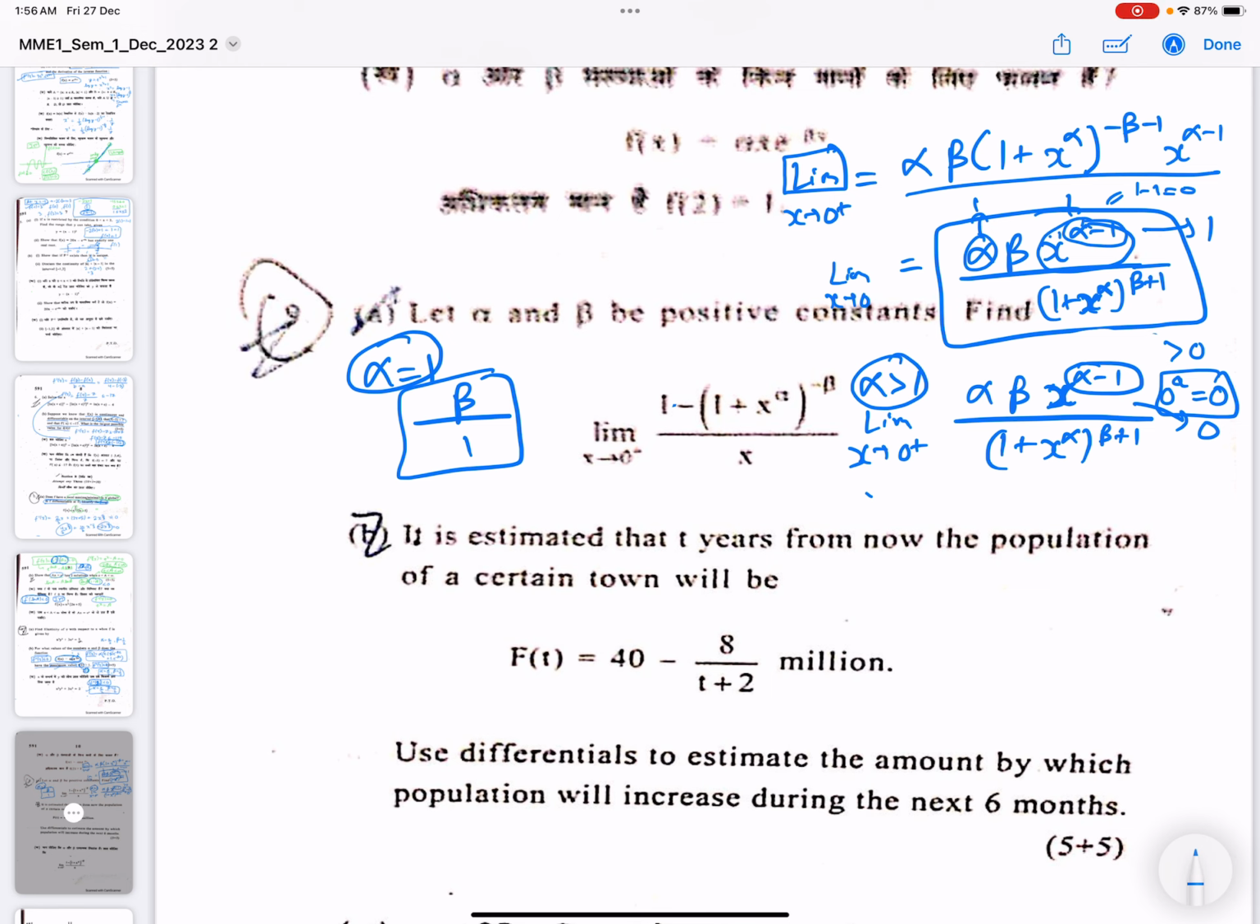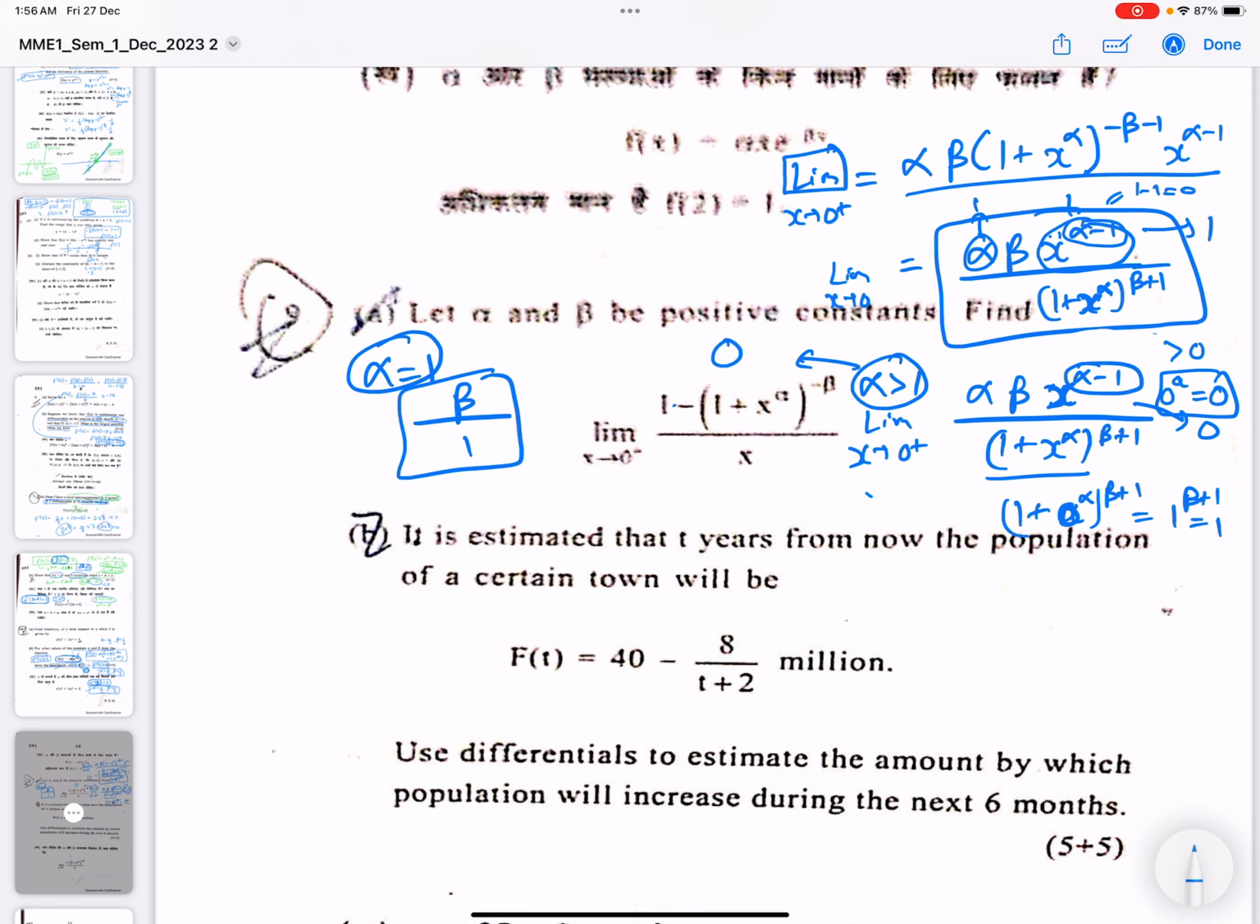Whereas if you talk about the denominator, 1 plus x to the power alpha, where alpha is greater than 1, this is also 0 to the power alpha. So this would be 1 to the power beta plus 1, which is 1. So the whole value, when alpha is greater than 1, the limit is approaching towards 0.